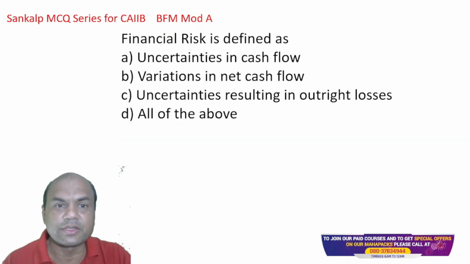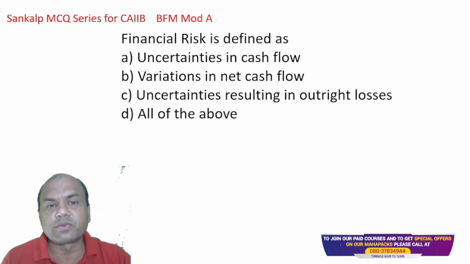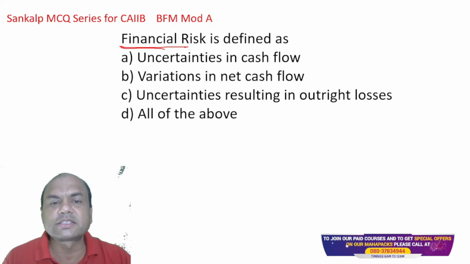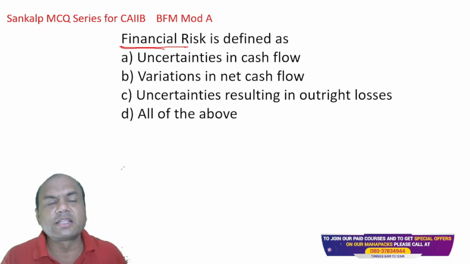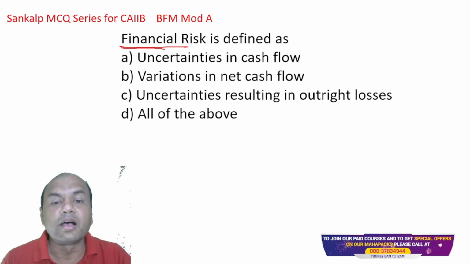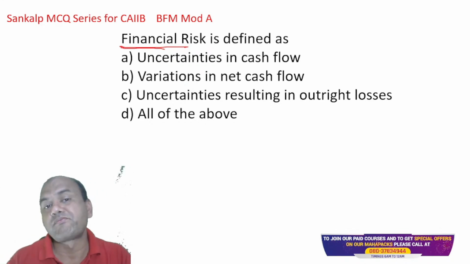Okay? Next one. Financial risk is defined as financial risk. What is the financial risk? See here, financial means what? Related to finance. Okay? Financial risk is defined as uncertainties in the cash flow. Second, variations in the net cash flow. Uncertainties resulting in outright losses, and all of them.